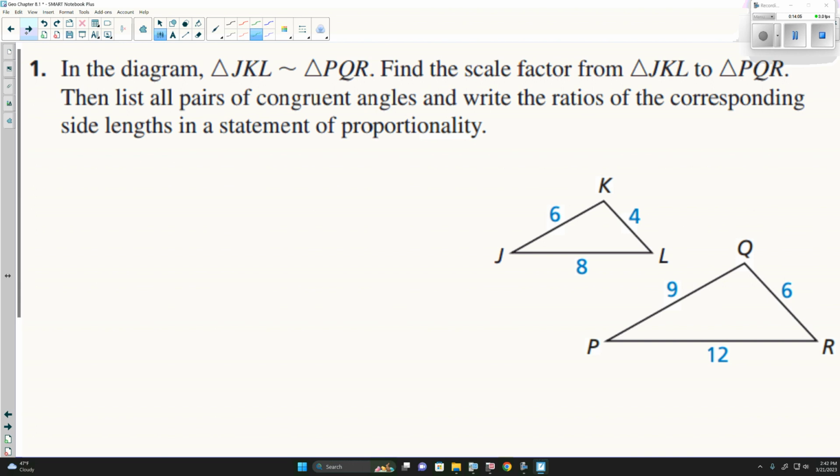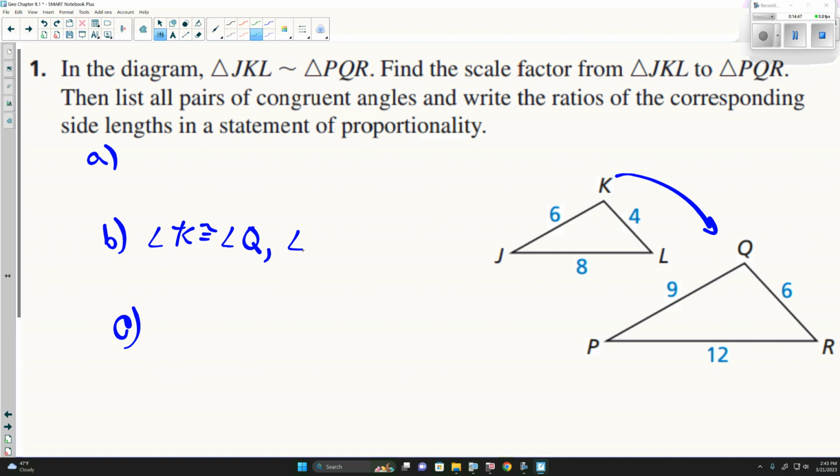In the diagram, JKL is similar to PQR. Find the scale factor from JKL to PQR. So we want to find the scale factor. We want to list all congruent angles and then write the ratio of the corresponding side lengths. So which one do we want to do first? Find the congruent angles. So we know angle K is congruent to angle Q.